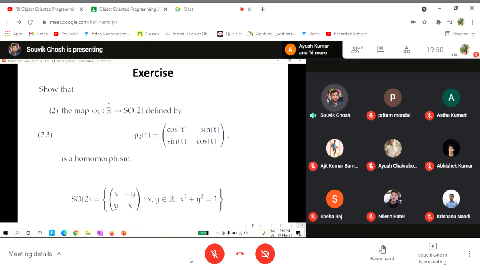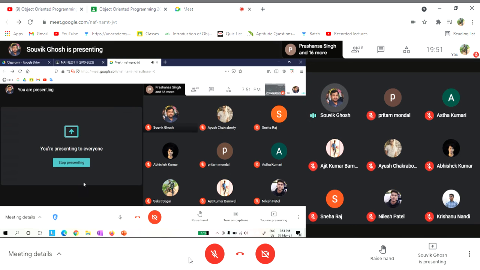And we have another map, phi 3, which maps the real numbers to SO2. What is this SO2? SO2 is the set of matrices of order 2 which satisfy this relation. So phi 3 of T is given by this function, and you have to check again that this is a homomorphism. So this is it for today. Any question, any doubt?